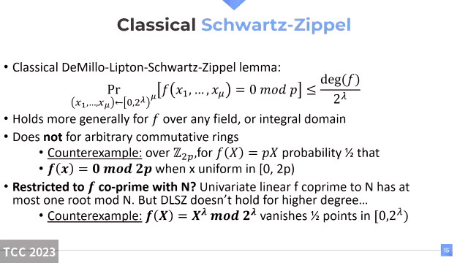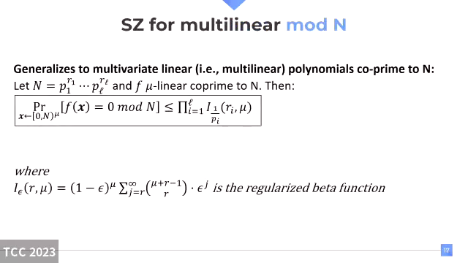And even if we restrict f to be coprime mod n, it turns out that for higher degree polynomials, this doesn't hold. But what we're able to show is that for multilinear polynomials coprime with n, the probability is going to be negligible in the size of the modulus. So yeah, my time's up, and I encourage you to read the paper, and thank you very much.